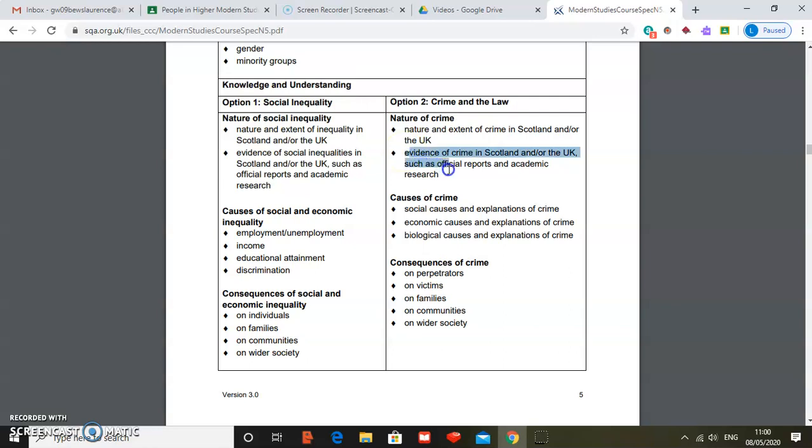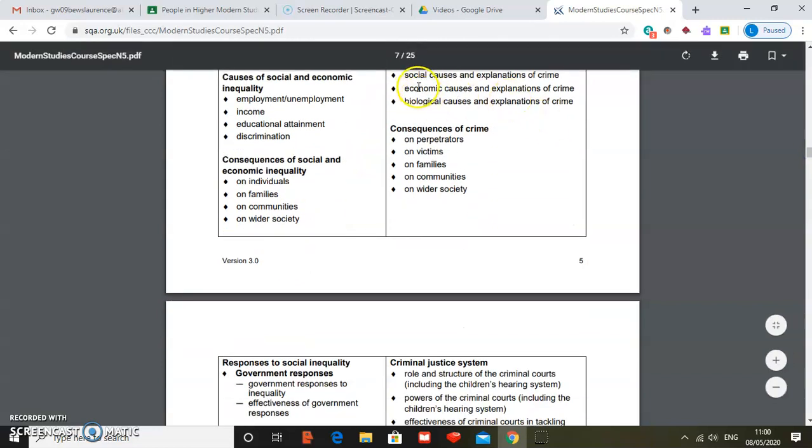And obviously evidence of crime in Scotland, such as official reports and academic reports and research. So we do need to know a little bit of background about how it's all recorded. We need to look at causes of crime: social, economic and biological causes.